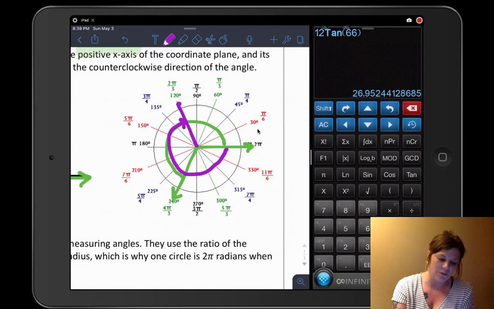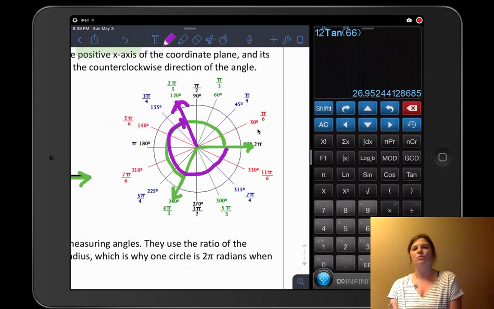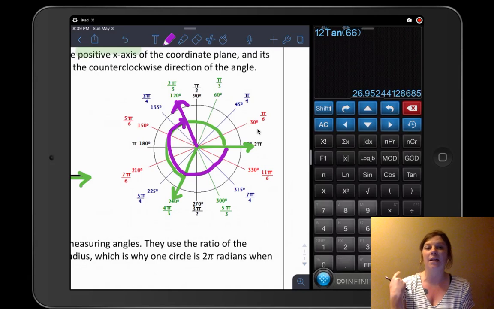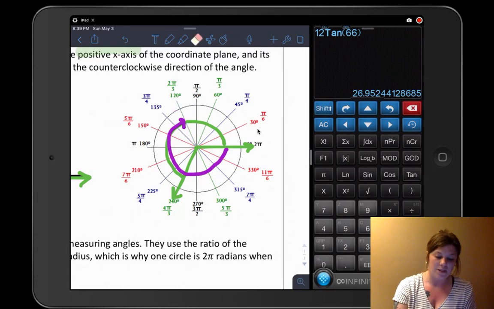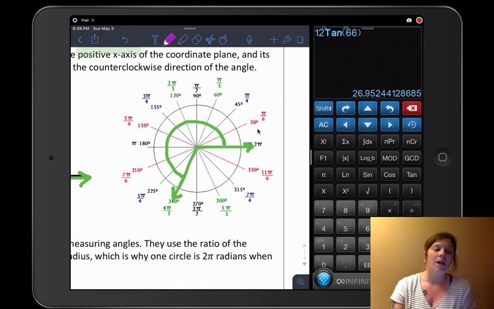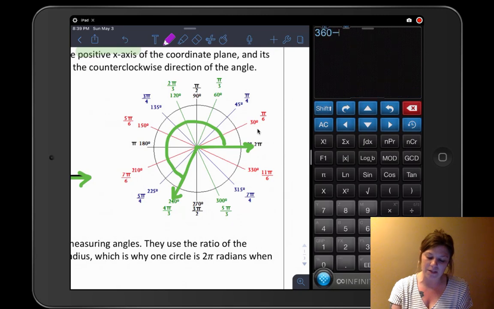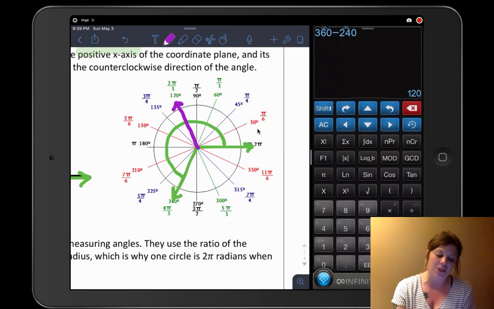Some of us are really good at being able to just see that in our head, with the symmetry of the angles, you're able to do that. Some of us not so much, and that's okay. A way that you can find where that angle is without having to just see the symmetry of the circle is you could do 360 minus 240. I'm sorry, it was 240. And that'll give you 120. And so then I can see, okay, well, if I went in the positive direction, it would end at 120.